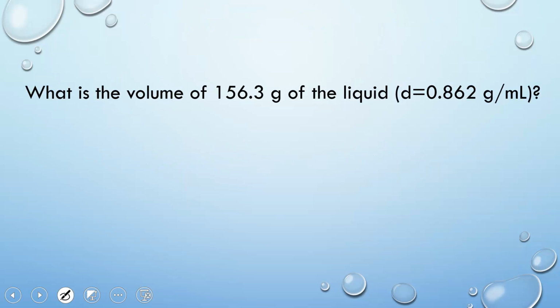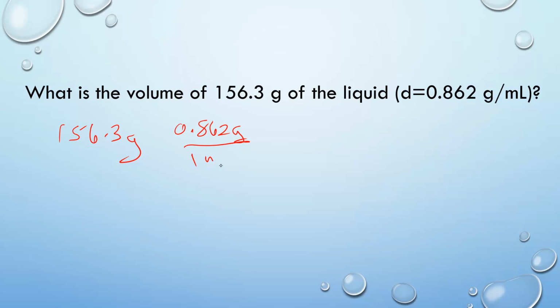So here's another question. It says, what is the volume of 156.3 grams of a liquid that has the density of 0.862 grams per milliliter? So we write the information down. So we have 156.3 grams, and we know the density is 0.862 grams per 1 milliliter.